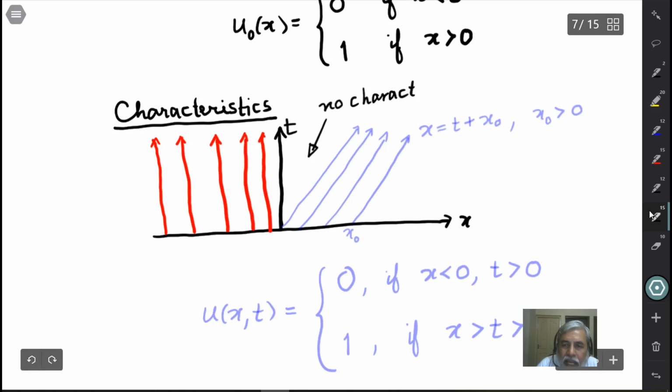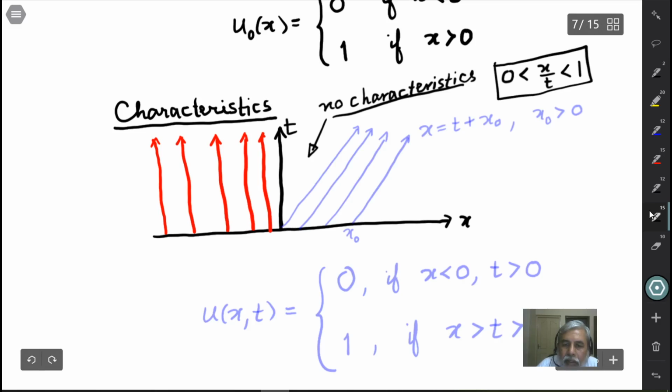So the method of characteristics does not give any value of the solution in this region. And what is that region? This is just 0 less than x less than t. That's the reason.